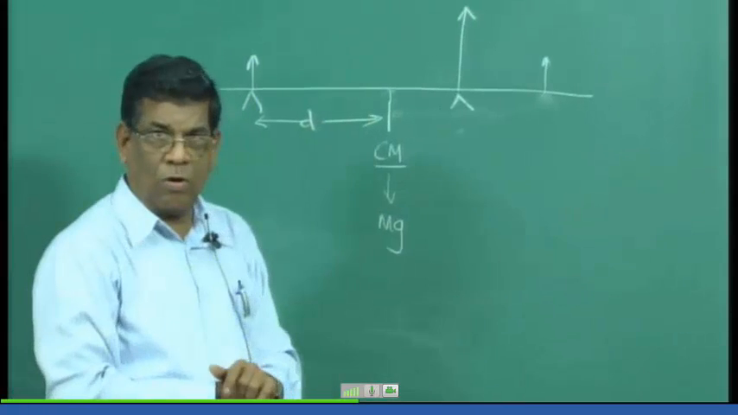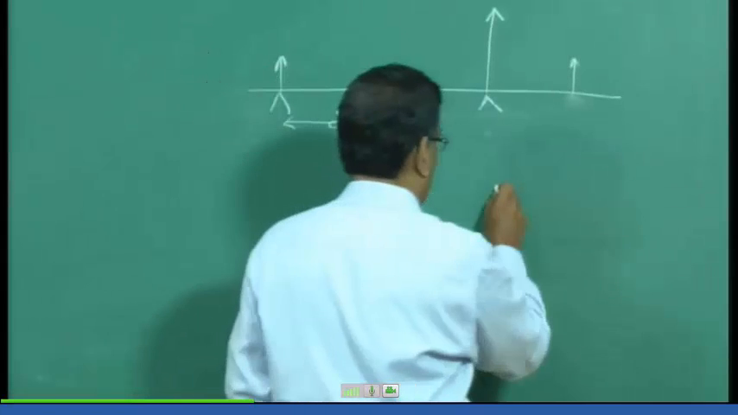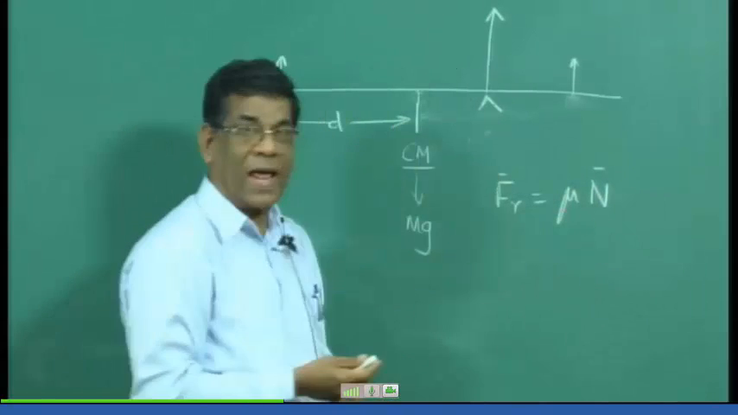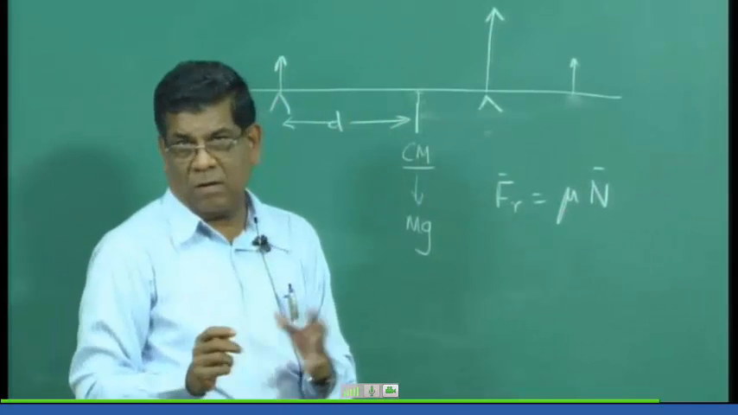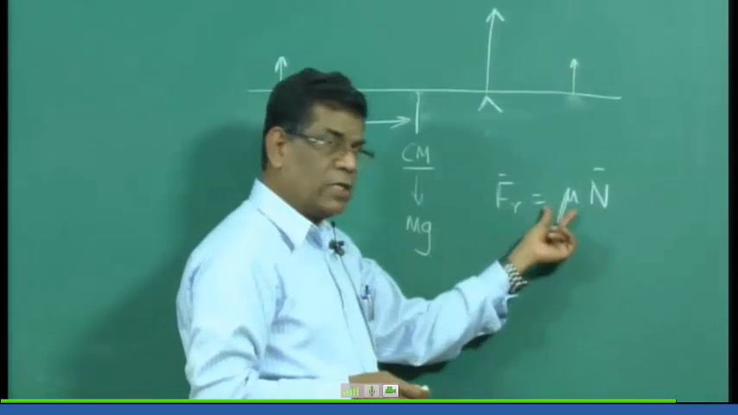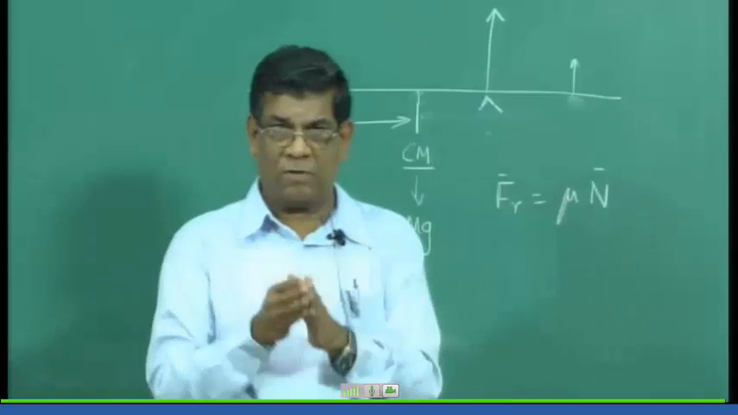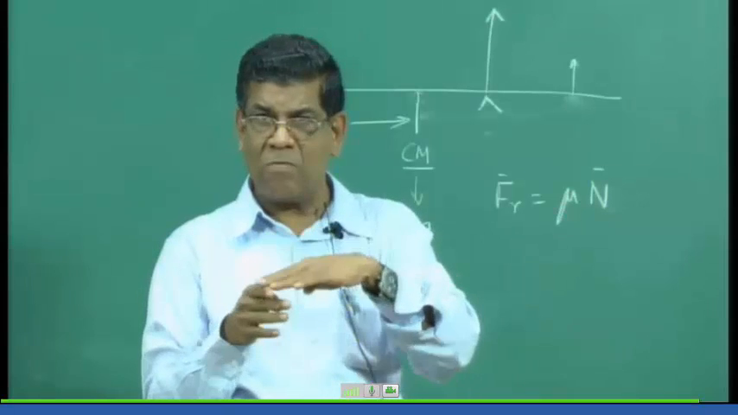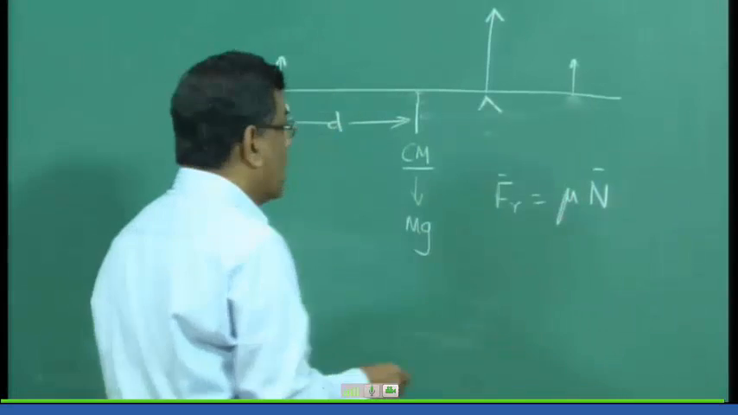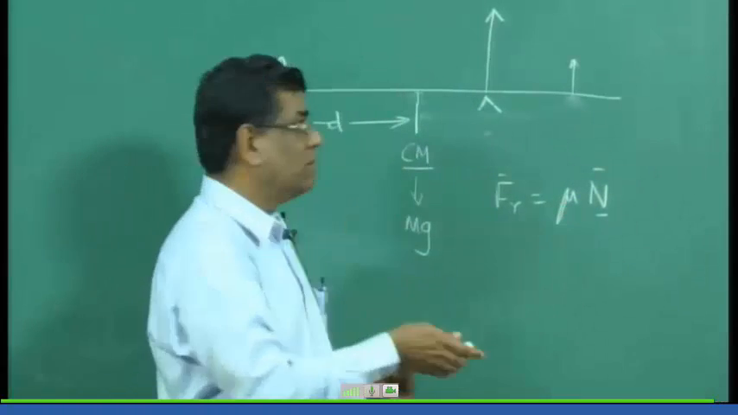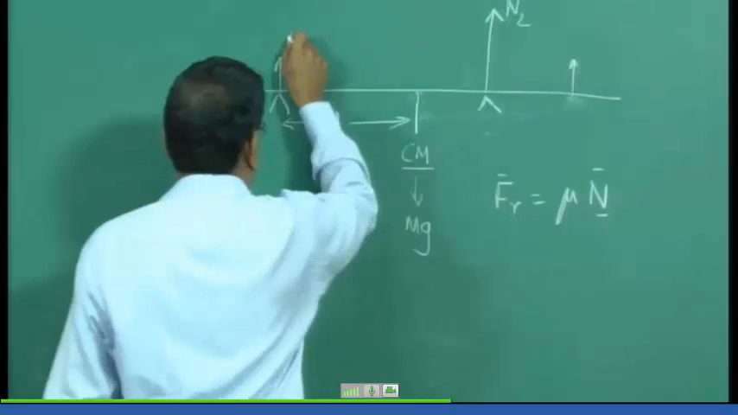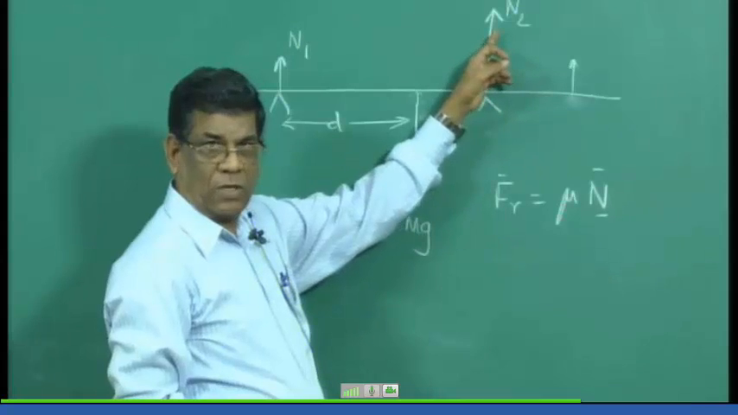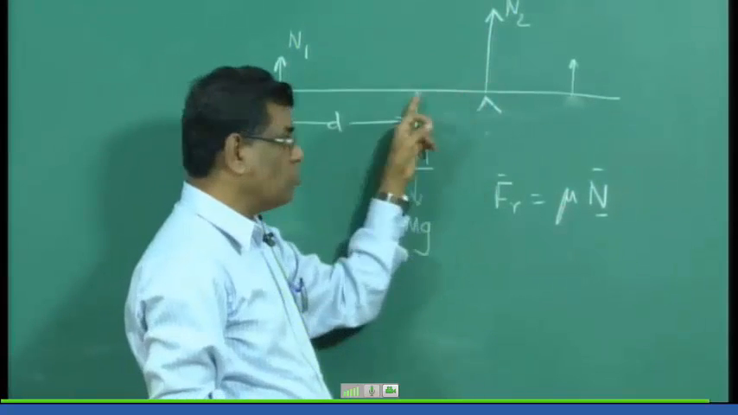Now we all know friction. What is the frictional force? It is given by mu n. You have studied this in your 11th or 12th. Frictional force is equal to mu n, where mu is the coefficient of friction between my finger and the beam, in this case the meter scale, and n is the normal reaction. So when I am away from the center of mass, the reaction force is less compared to when I am close to the center of mass.